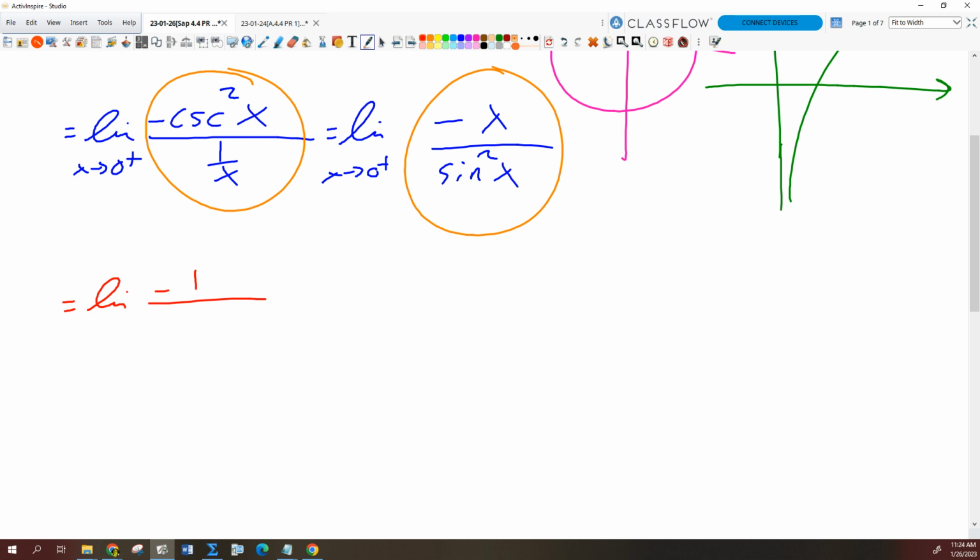Everybody agree? 2 sine x cosine x? Give me thumbs on that. You guys, thumbs up if you agree, thumbs down if you disagree. Why not 2 sine?